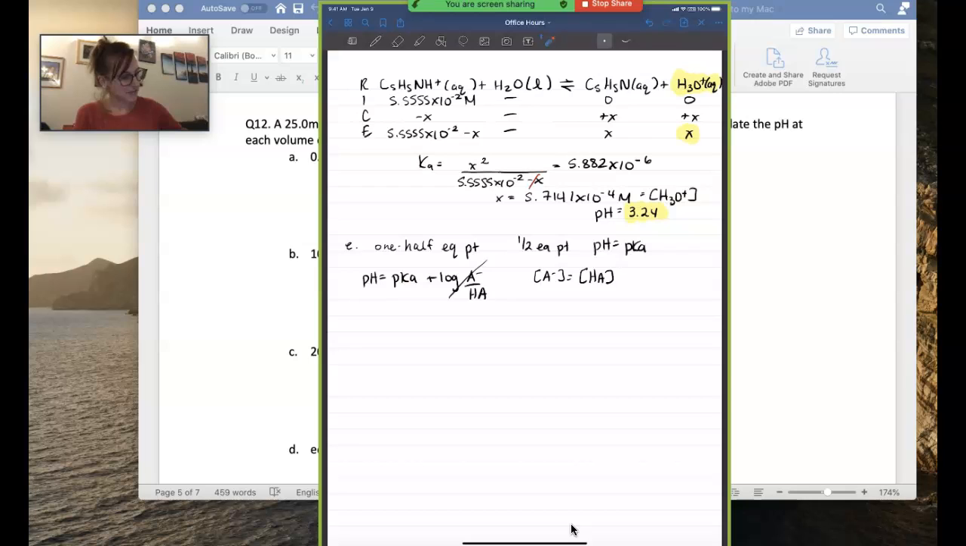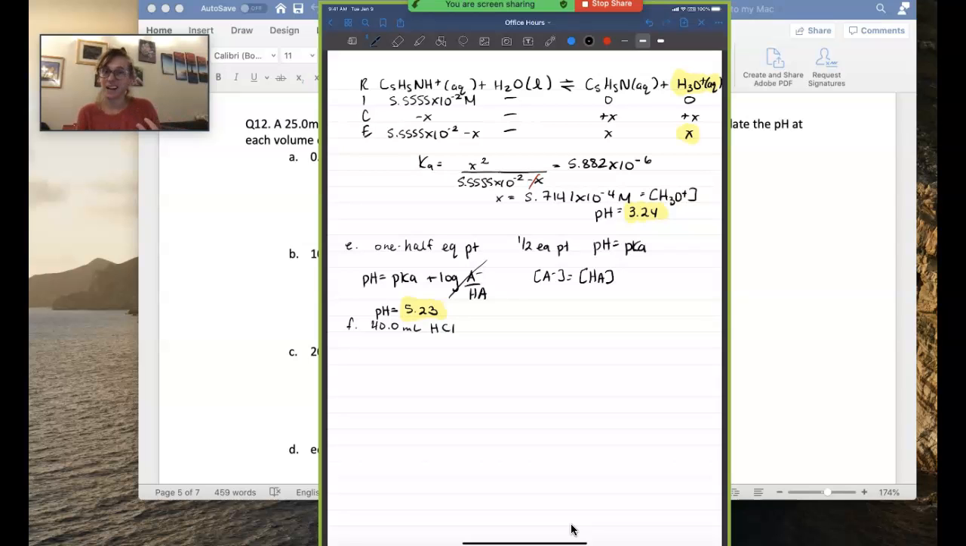But the pH is equal to the pKa at 1/2 the equivalence point. So it can save you so much time from having to do any kind of calculations there. So in that case here, the pH is equal to 5.23, that pKa that we calculated earlier. All right. What about if we add 40 milliliters of HCl? What would the pH then be at that point in the titration?